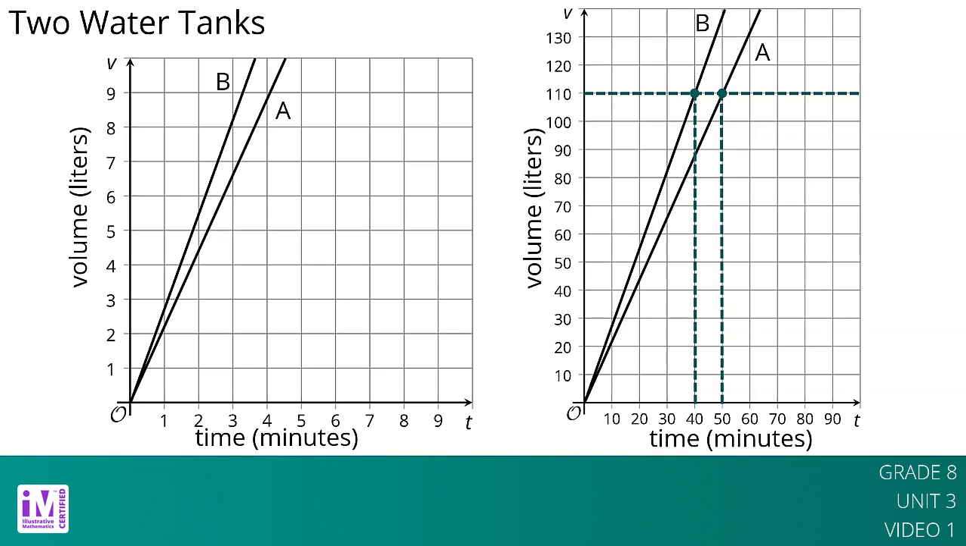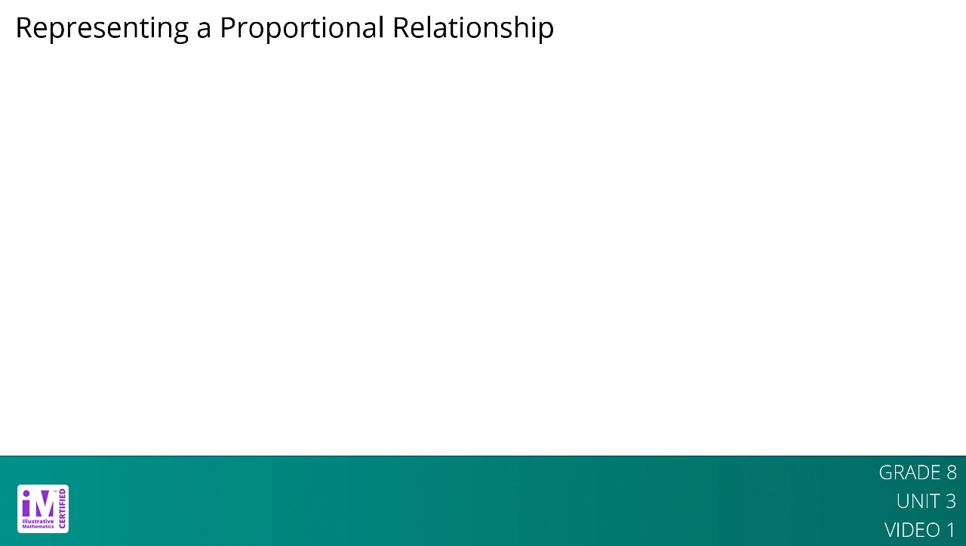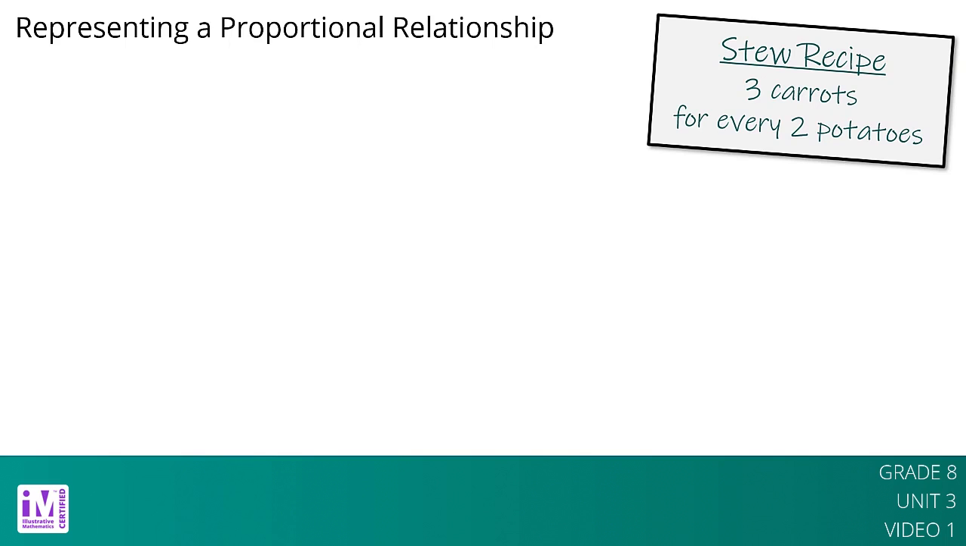Proportional relationships can be represented multiple ways. Which representation we choose depends on the purpose. And when we create representations, we can choose helpful values by paying attention to the context. For example, a stew recipe calls for 3 carrots for every 2 potatoes. One way to represent this is using an equation. If there are P potatoes and C carrots, then C equals 3/2 P.